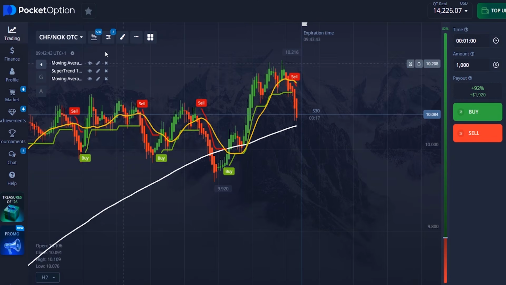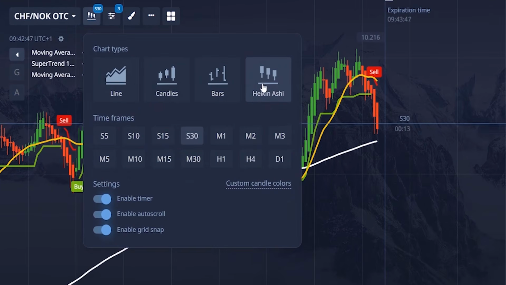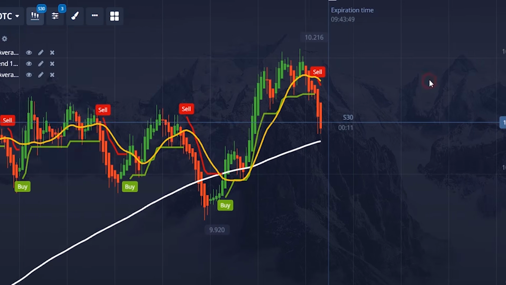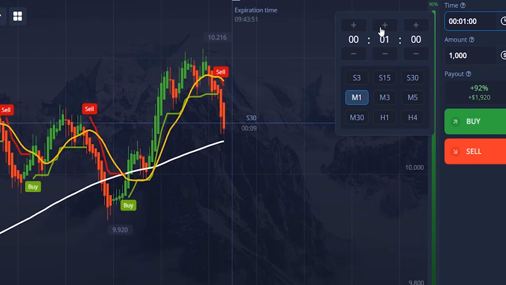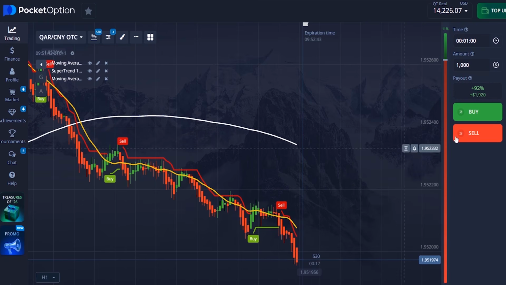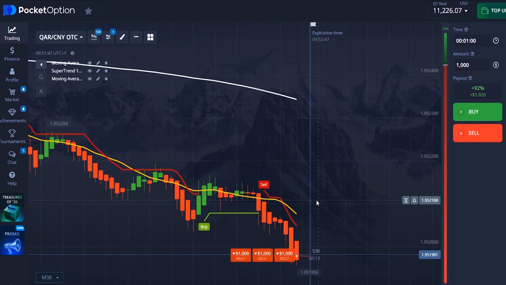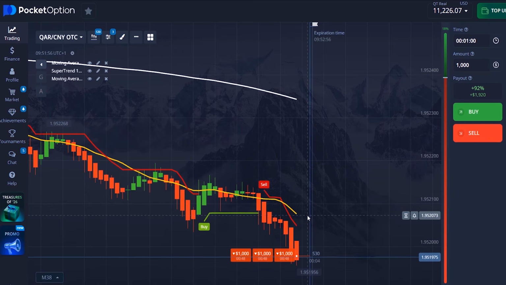So with this strategy, I'm going to be using the 30 seconds candle time frame and I'll be using the Heikin Ashi candlestick. Not only that, I'll set my expiration time to be 1 minute. So right here I found an opportunity in the market, so I'll be going for a down position right here. So this is how I often make use of this strategy.